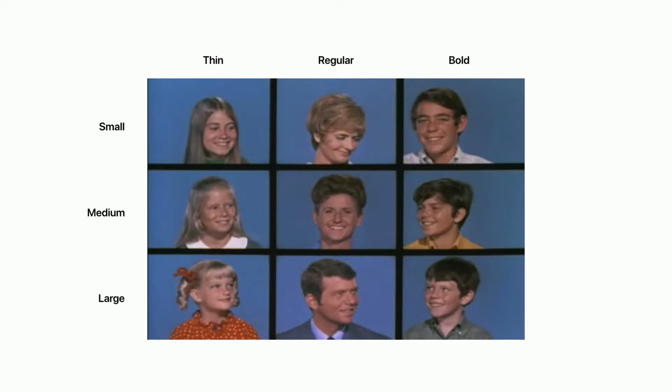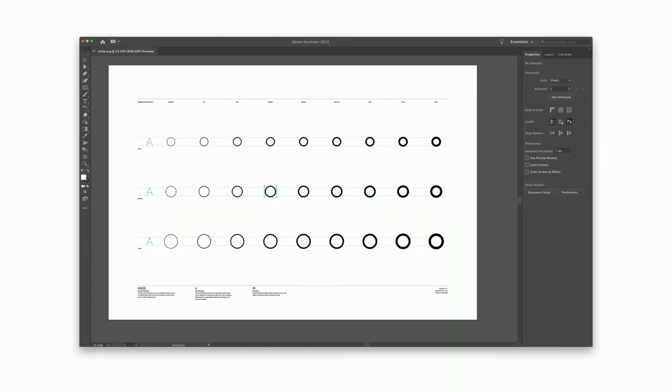Sorry, that's the wrong slide. Sorry, it looks like this. So you have three size classes. They are, I think, small, medium, and large, and you have 9 weights. I think the lowest one is ultra light, and the fattest one is black, I think. And they're all in layers.